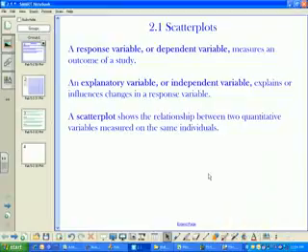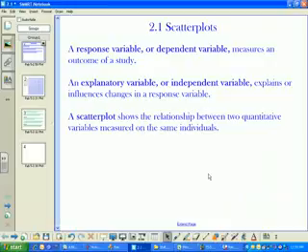This first section deals with scatterplots. To talk a little bit about scatterplots, we do need to understand the difference between the two variables being displayed or represented in the scatterplot. The first is the response variable or the dependent variable. This is the one that responds to the input, or in other words, it would be the output. The explanatory variable or the independent variable is the variable that's changing the response or the dependent variable.